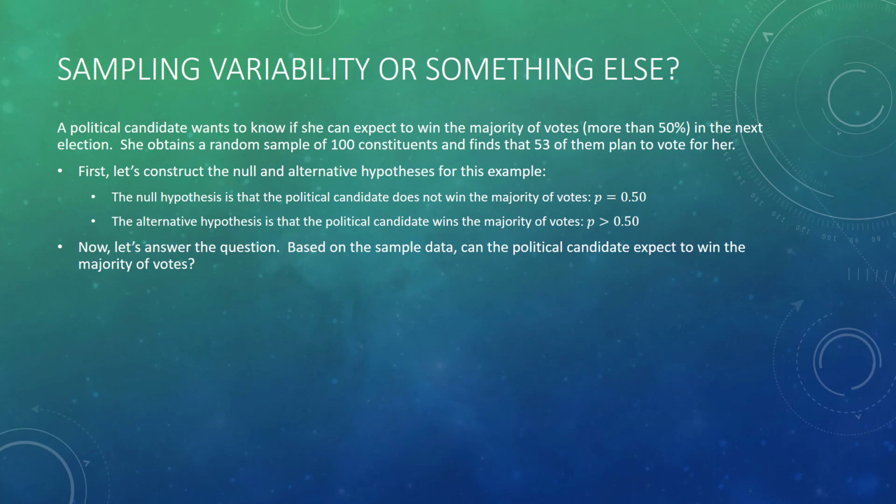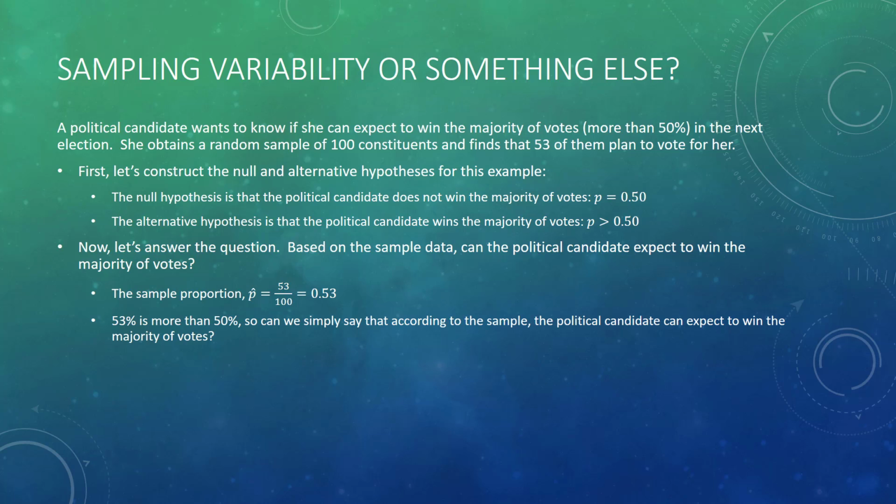Based on the sample data, can the political candidate expect to win the majority of votes? The sample proportion, p hat, is 53 over 100, or 0.53. 53% is more than 50%, so can we simply say that according to the sample, the political candidate can expect to win the majority of votes? Pause this video, write down your thoughts, and then unpause it to see if you're correct.